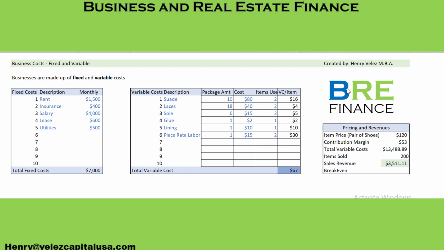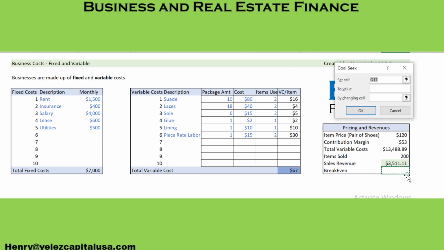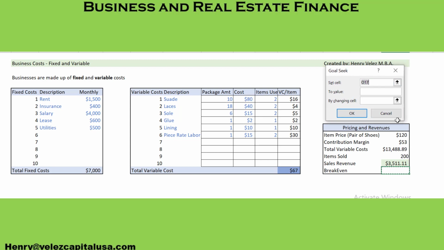Okay, let's use GoalSeek to find the break even. And the break even is the minimum amount of shoes you need to sell to cover your fixed costs. So basically you're not making any profit, but you're not paying out of pocket either. So this is paying for your rent, utilities, lease, salary, and insurance, okay? So we're going to use what's called GoalSeek. So quick shortcut is Alt-A-W-G, and that pulls up GoalSeek.